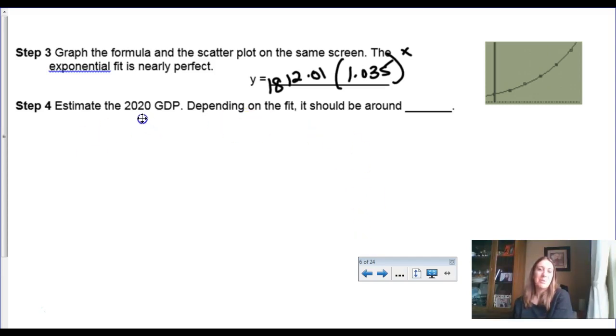Remember, this was measuring years since 1950. So 1950 to 2020, that was 70 years later. So go ahead and plug in 70 or use your table. It doesn't matter how you plug it in, but someone has to plug in 70 for x. We're going to get approximately 20136.55.